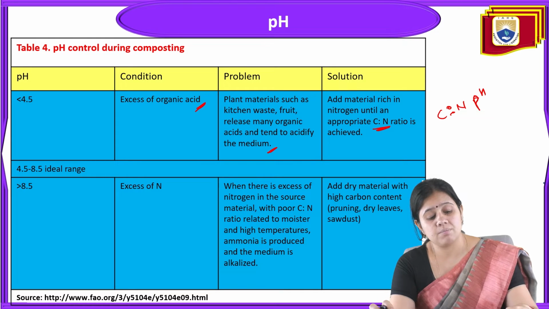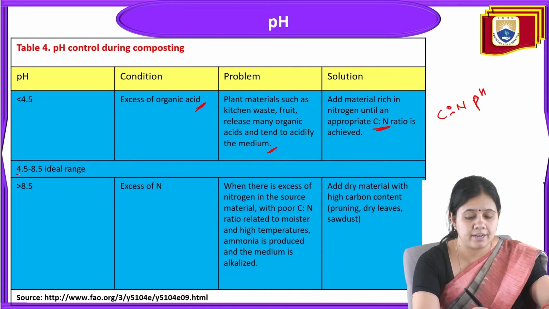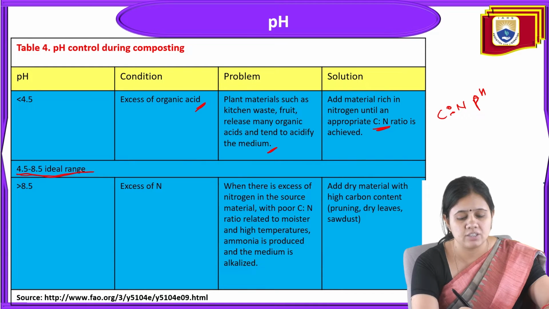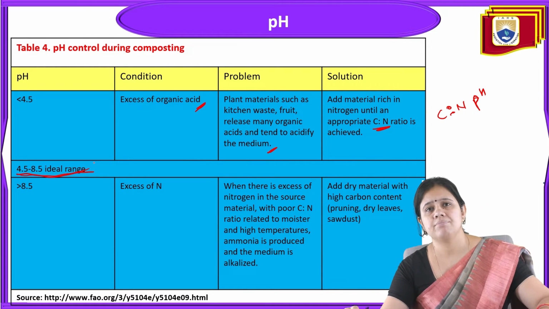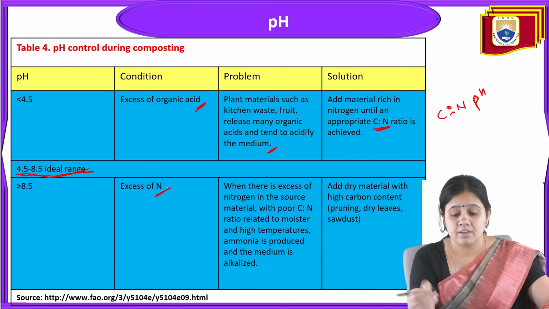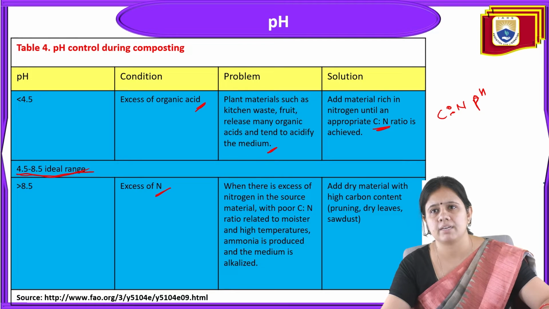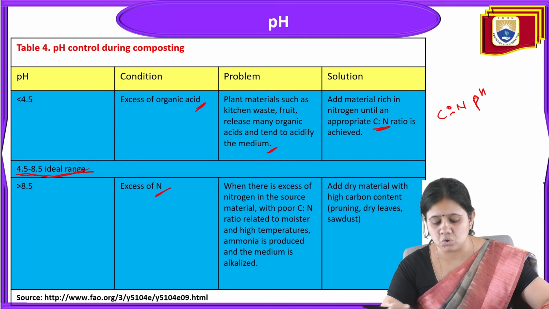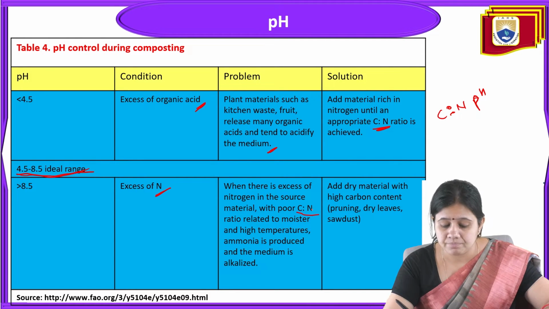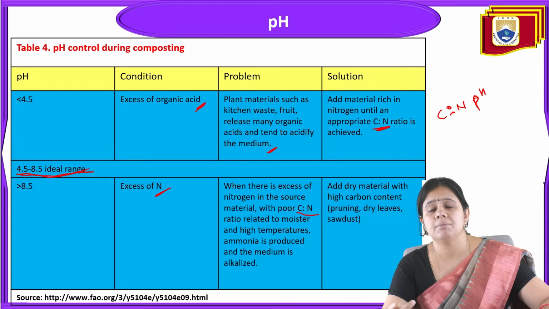Next condition is if the pH is more than 8.5. As we know, 4.5 to 8.5 is the ideal range of the pH. If the pH is more than 8.5, then there is an excess of nitrogen. What will happen? When there is excess nitrogen in the source material with poor CN ratio related to moisture and high temperature, ammonia is produced and the medium is alkalized.